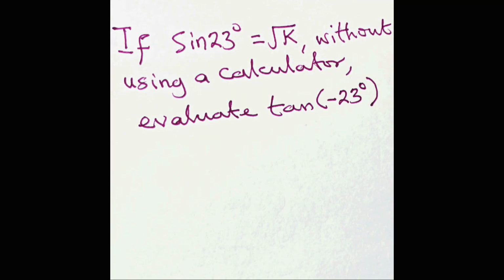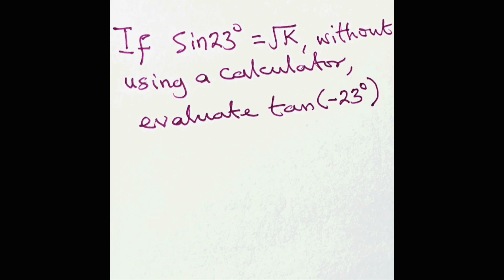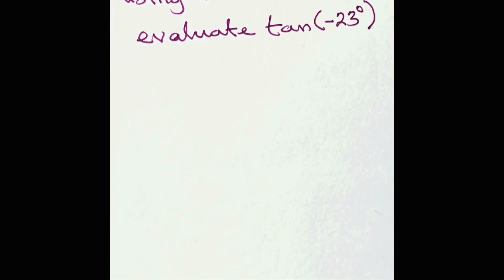In this video, we'll be looking at a way to evaluate tan minus 23 degrees, if we are given that sine 23 degrees equals the square root of k, without using a calculator. Before I proceed into that, I want to show you some of these identities which are very important for us to be able to solve this question.